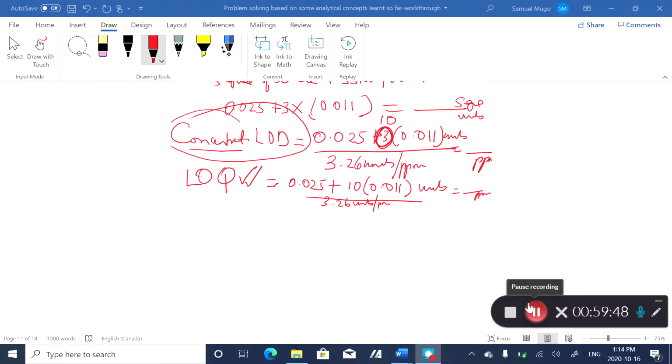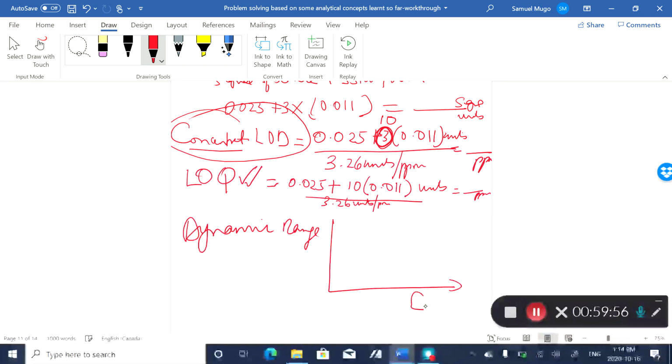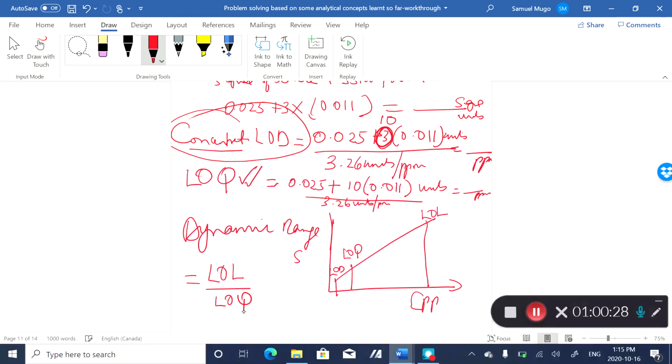So dynamic range refers to this. In your calibration, you've got the concentration, maybe in ppm, and up here you've got the signal, you've got your calibration. Right here, you've got the limit of linearity, and right here, you've got the limit of quantification. Right there, you've got the limit of detection. So dynamic range refers to the limit of linearity divided by the limit of quantification.